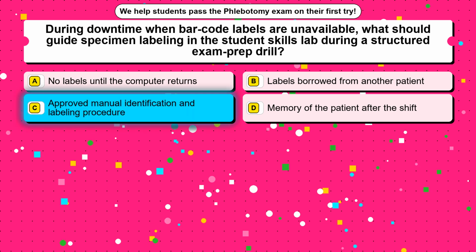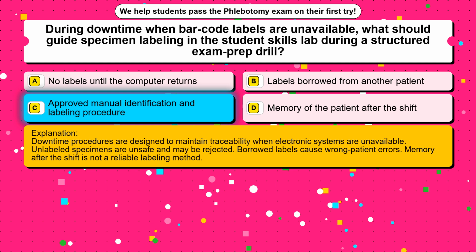The correct answer is option C. Approved manual identification and labeling procedure. Downtime procedures are designed to maintain traceability when electronic systems are unavailable. Unlabeled specimens are unsafe and may be rejected. Borrowed labels cause wrong patient errors. Memory after the shift is not a reliable labeling method.